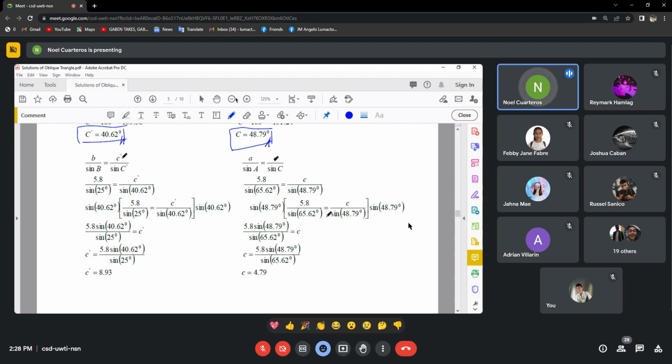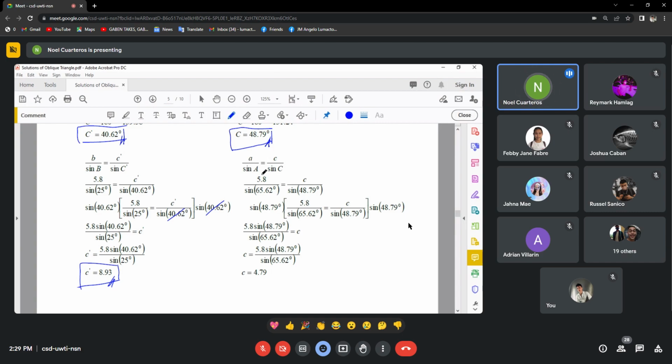To get C prime or C, we multiply both sides by the denominator. To cancel it, multiply by sine 40.62 degrees. So we come up with C prime is equal to 5.8 times sine 40.62 degrees all over sine 25. With the use of your calculator, side C prime is equal to 8.93.